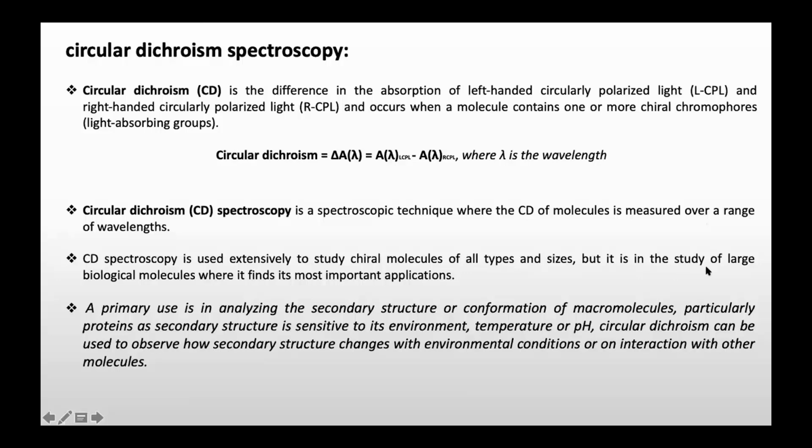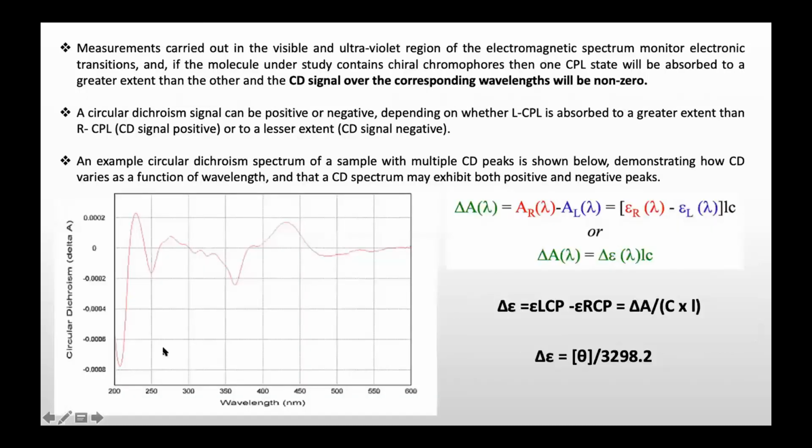But in the study of large biological molecules is where it finds its most important application. A primary use is in analyzing the secondary structure or conformation of macromolecules, particularly proteins. As secondary structure is sensitive to its environment, temperature, or pH, circular dichroism can be used to observe how secondary structure changes with environmental conditions or an interaction with other molecules.